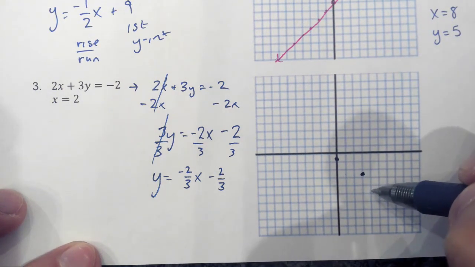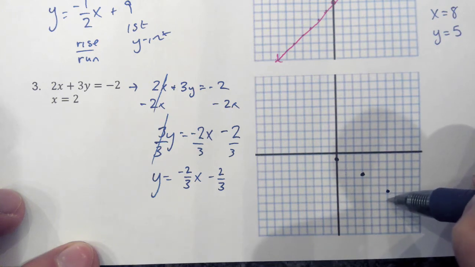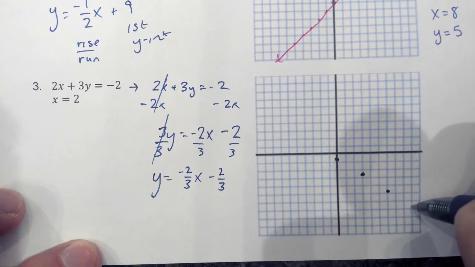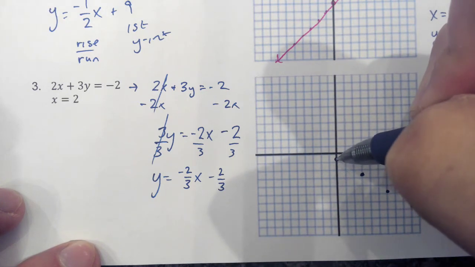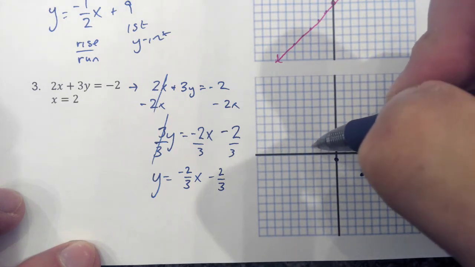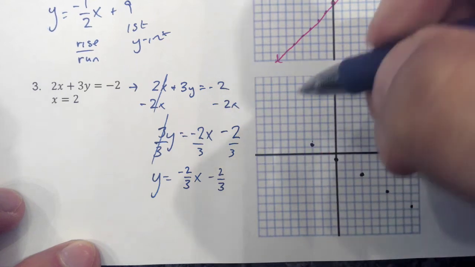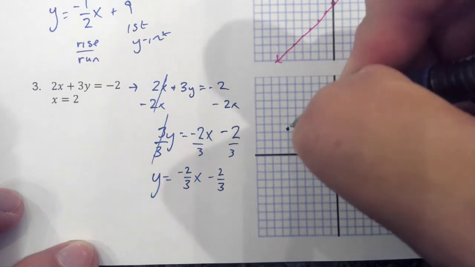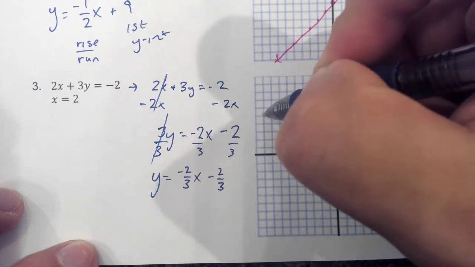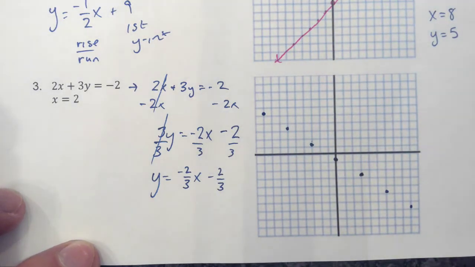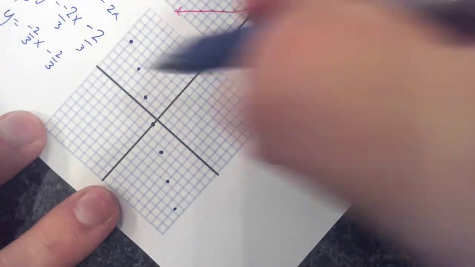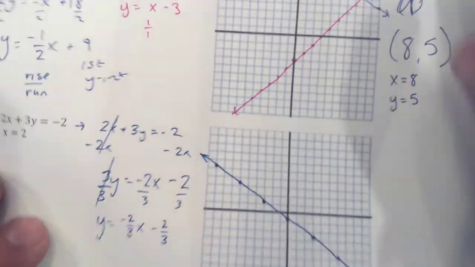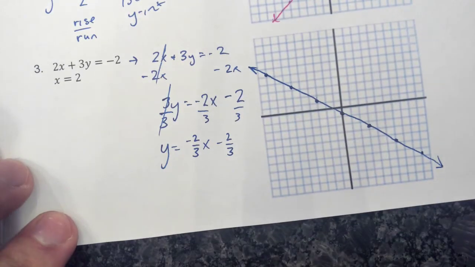Down 1, 2 over 1, 2, 3. Or up 1, 2 over 1, 2, 3. Okay, so I've got that line. I'm going to move it so I can draw a pretty straight line. Not too shabby. Okay, second line, very easy.